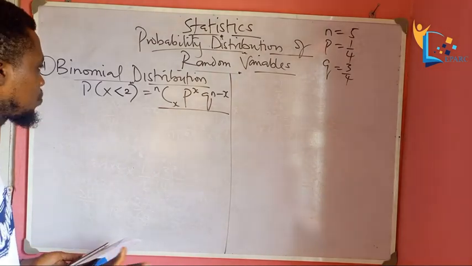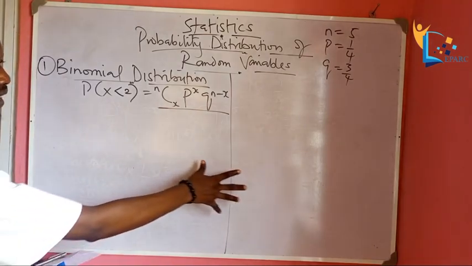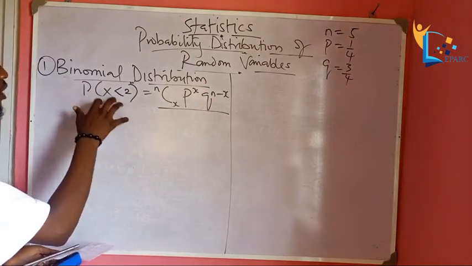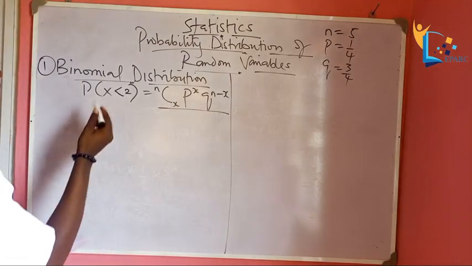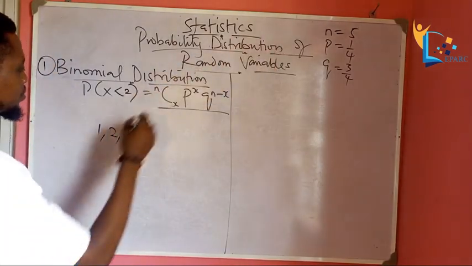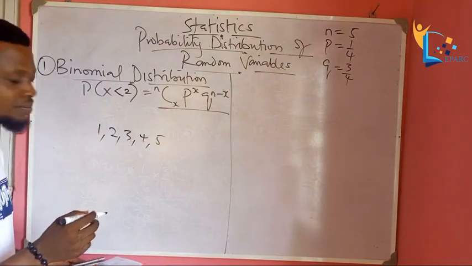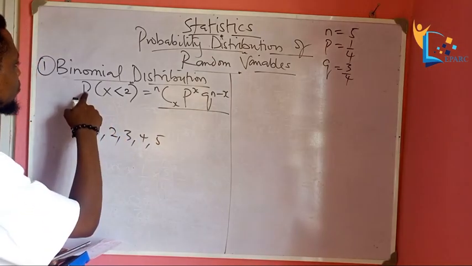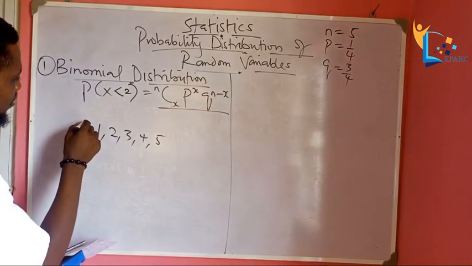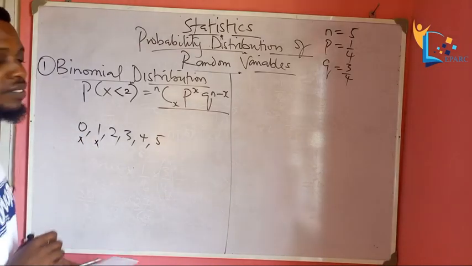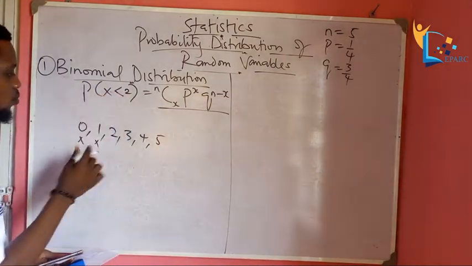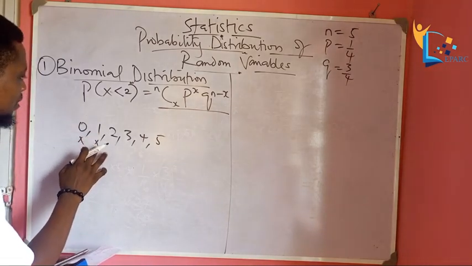Now, remember from the concepts I gave us, where I said 1 minus P and all that, it will help us solve this. Let me analyze in this manner. Remember our n is 5: 1, 2, 3, 4, 5. Now what we are solving for is less than 2. When we say less than 2, our focus is on 0 and 1. 2 is not included because it's just less than 2. So our focus is 0 and 1.